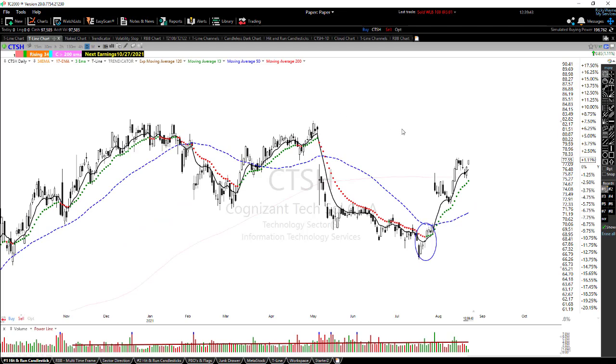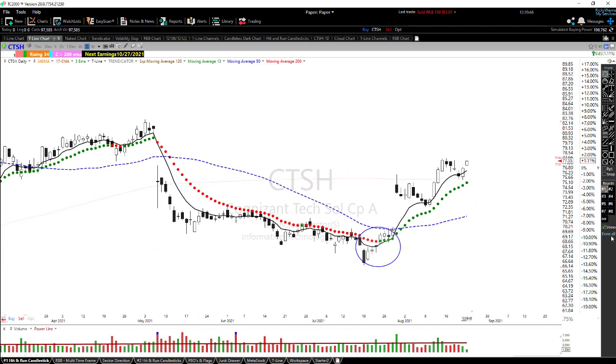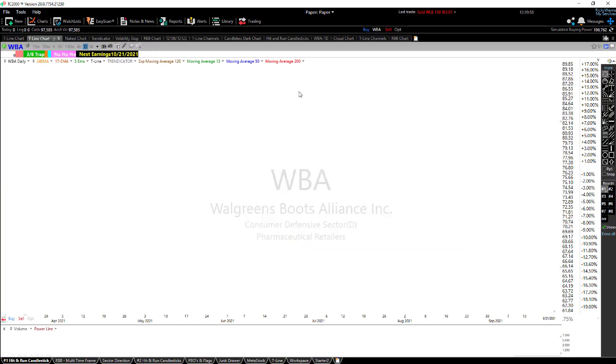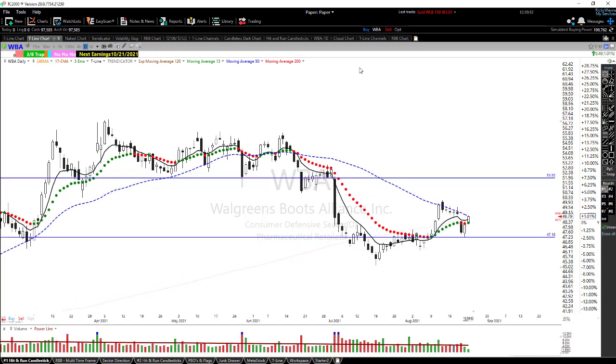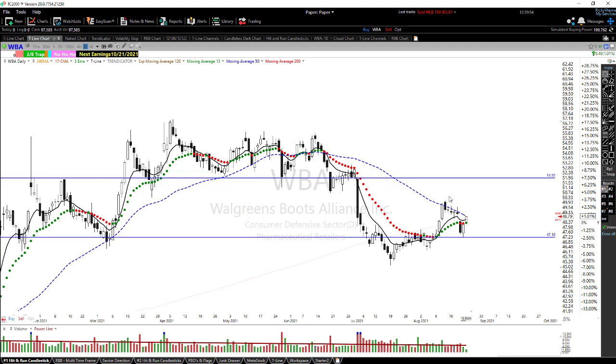CTSH. Look at CTSH. That's another one coming up on that scan here. WBA. This is one that I am in, and this is coming up on the scan. Now, I bought this over here, and I lived through this pullback because I had faith in the chart.